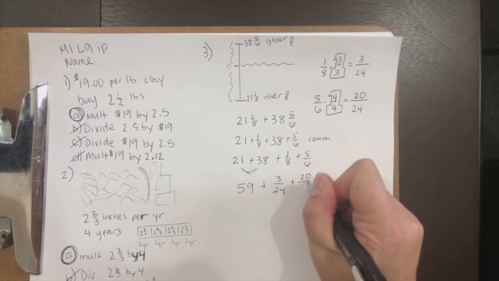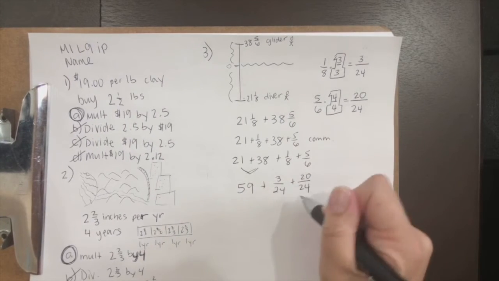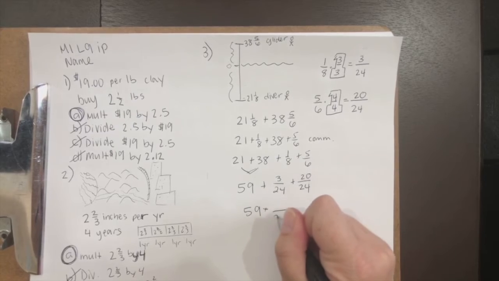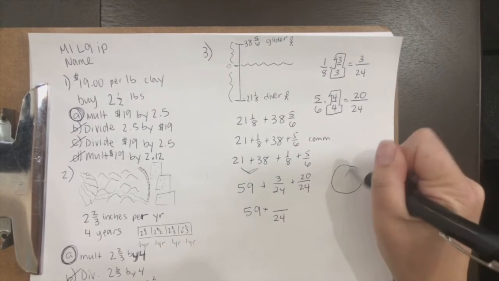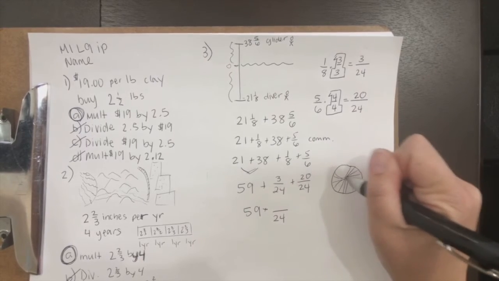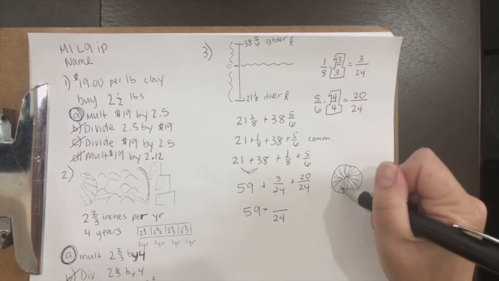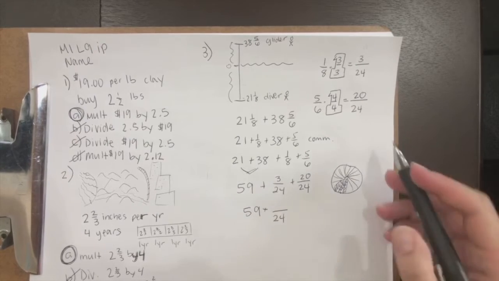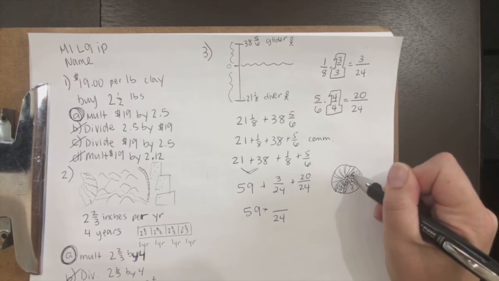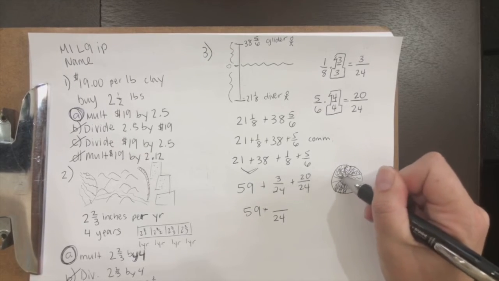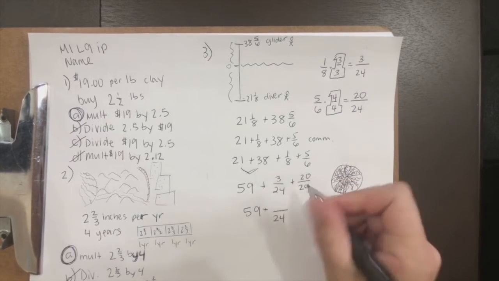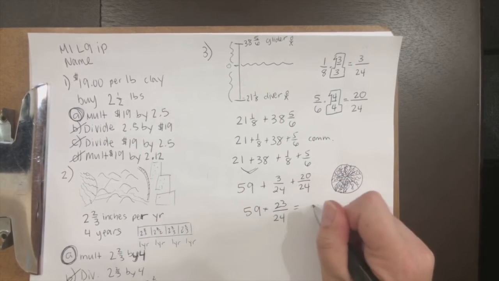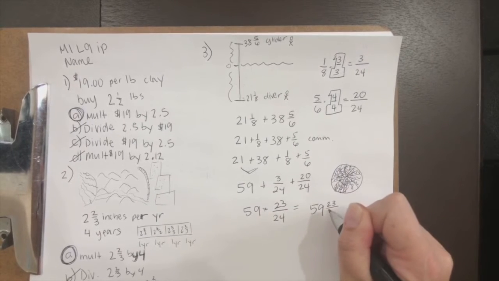So plus 20 24ths. And now I can just add these together. Remember, when you're adding, you keep the denominator the same. This is like saying I've got a pie that's broken up into 24 pieces. And let's say I had 3 of them shaded. 1, 2, 3. And now I'm going to add another 20 to them. I'm just adding. So it's still going to be out of 24 pieces. I'm not multiplying, in other words. So I'm going to have 3 and 20 is 23. And now I can put this back together and have 59 and 23 24ths.